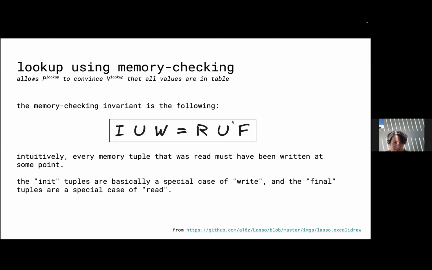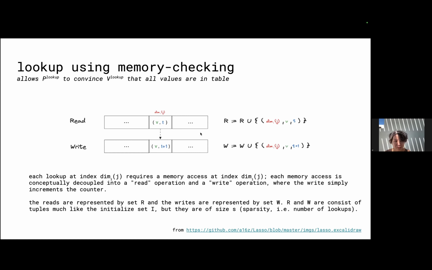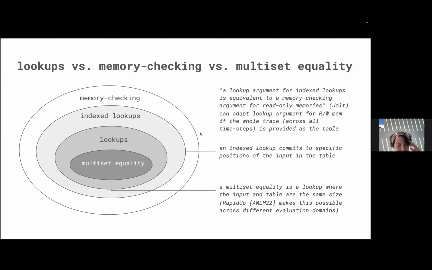By the way, I encourage everyone to look up this video by A16Z going through this. This is where they break down how the Lasso lookup internally uses memory checking. We'll also go through this in more detail in part 3. But this is really what motivated me to have a disambiguation section.